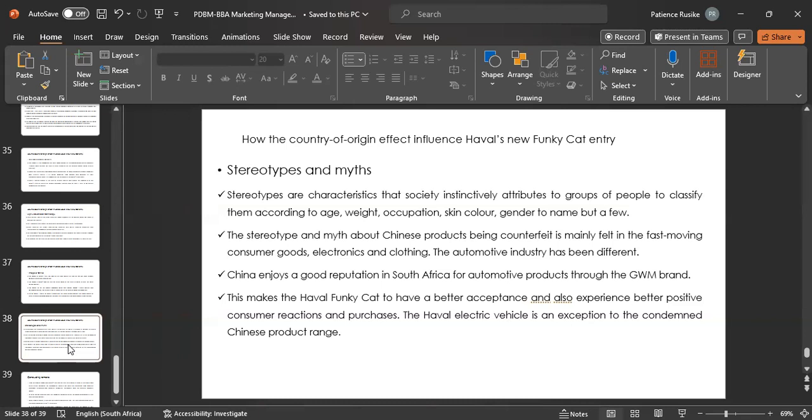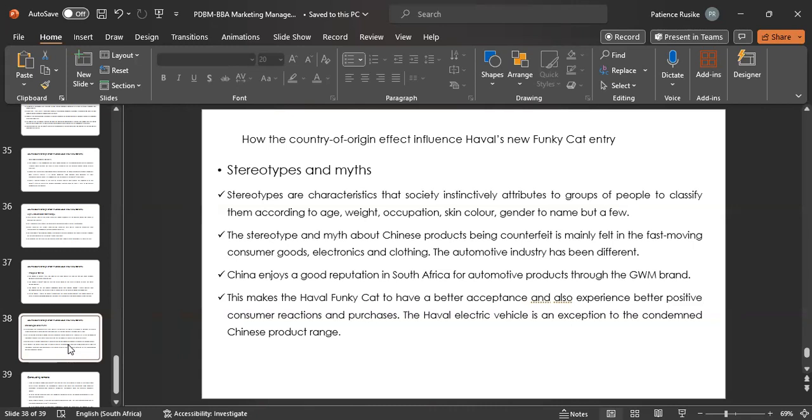So now, in terms of stereotyping in the context of the motor vehicle, we can attribute the products produced by China as good, and stereotype them as good products. So this makes Avao have better acceptance and also experience more positive consumer reactions in purchases. So the Avao electric vehicle is an exception to the condemned Chinese product range, because many products that we know, if you go to Chinese shops, there's a lot of cheap quality products. But it's different when it comes to the automotive industry. So that gives an edge to Avao, the propensity or the ability to penetrate the South African market.